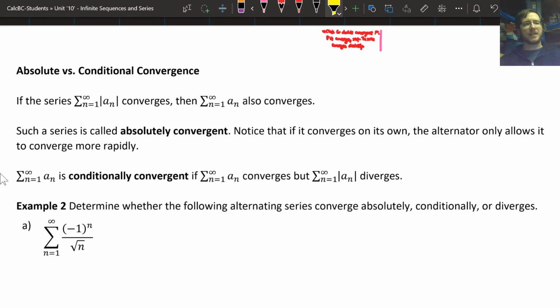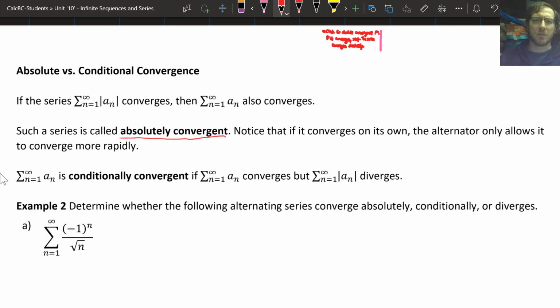Okay, next up, absolute versus conditional convergence. If the series from 1 to infinity of the absolute value of a of n converges, then the infinite series of just plain old a of n also converges. Such a series is called absolutely convergent. Now we're kind of splitting up converging into two types of converging.